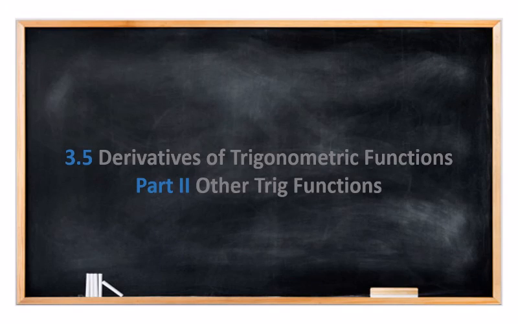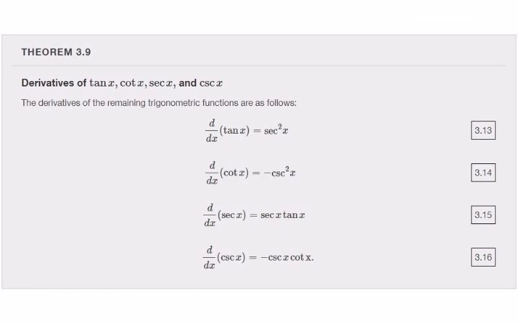Mathletes, section 3.5 here again, and this time we're going to talk about other trig functions. We actually started at the end of the last lesson. Remember, we proved that the derivative of tangent is secant squared, and that the derivative of cotangent is cosecant squared. So now we have a couple new ones: the derivative of secant and the derivative of cosecant.